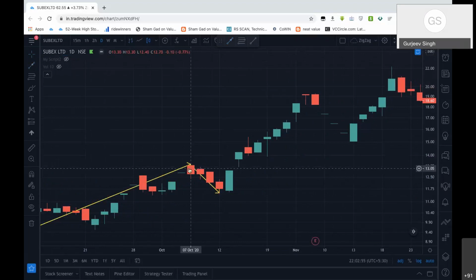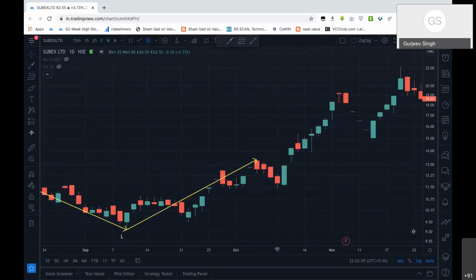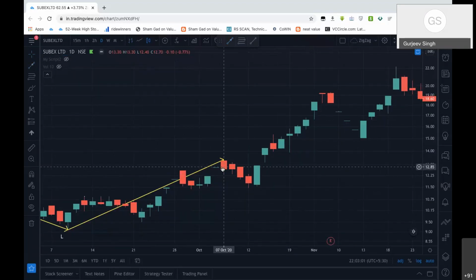This is my one. Wait a minute. This is my one. This is my inside. No, this is not inside bar. Okay, this is one. This is two. This is three. This is four. Here the fourth bar is not crossing the high of the first bar, and this is five. So this move has come down 33% of the fall of the previous rise. So from here, my trend goes here.